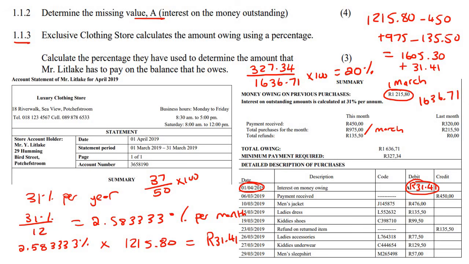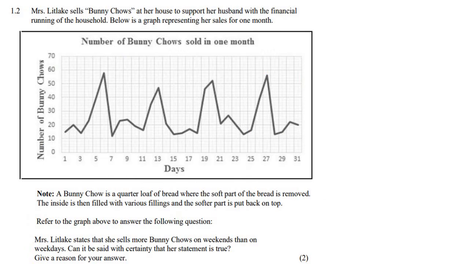Mrs. Letlake sells bunny chows at her house to support her husband with the financial running of the household. Below is a graph representing her sales for 1 month. Okay, so here's the days. And we can see number of bunny chows.